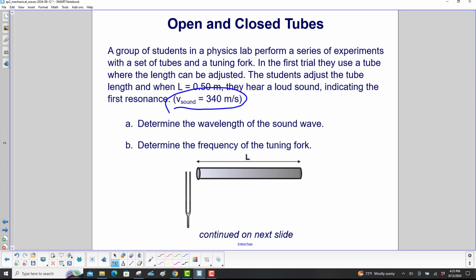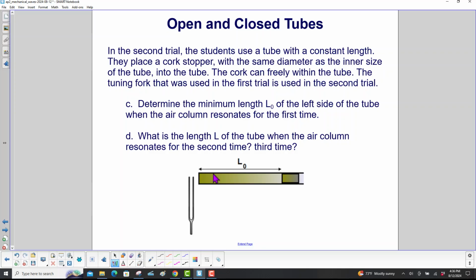A. Determine the wavelength of the sound wave. Then B. Determine the frequency of the tuning fork. In the second trial, the students use a tube with a constant length. They place a cork stopper with the same diameter as the inner size of the tube into the tube. The cork can freely move within the tube. The tuning fork that was used in the first trial is now used in the second trial.